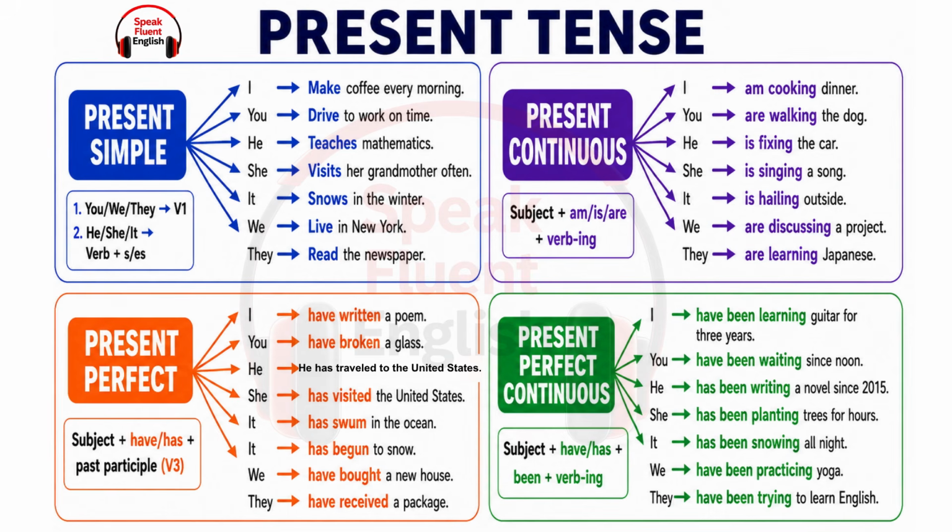Number 1. Present simple. The present simple is used for daily routines, habits, facts, and general truths. Structure: I, you, we, they, plus verb, V1. He, she, it, plus verb, plus S/ES. Let's practice.